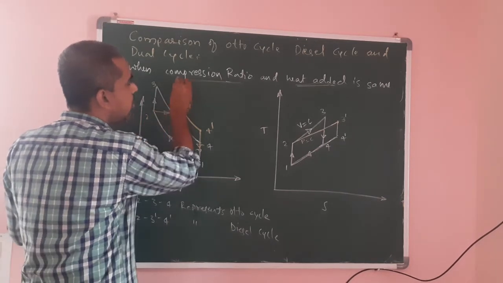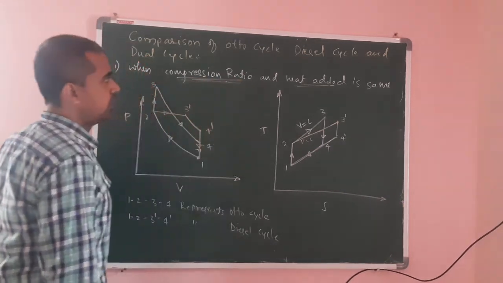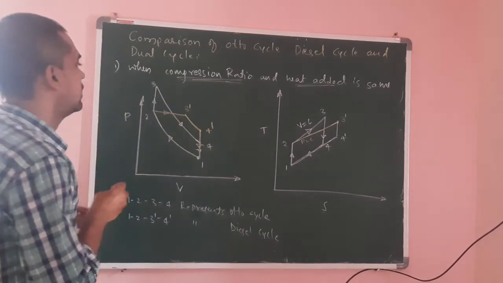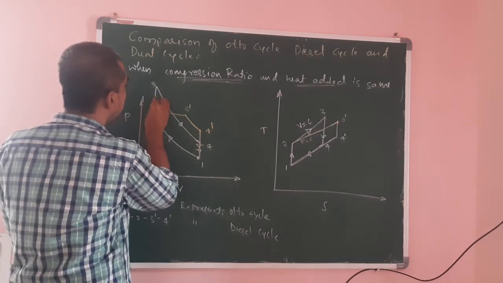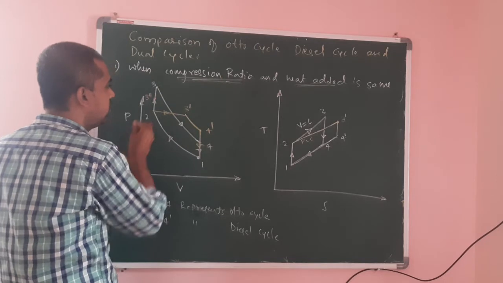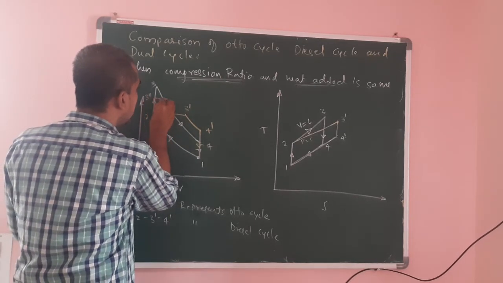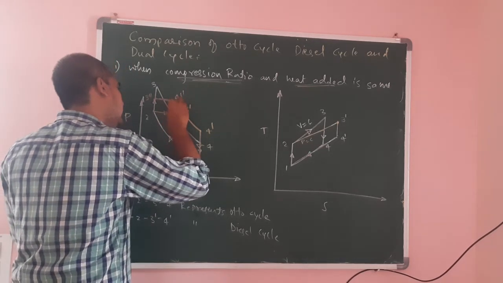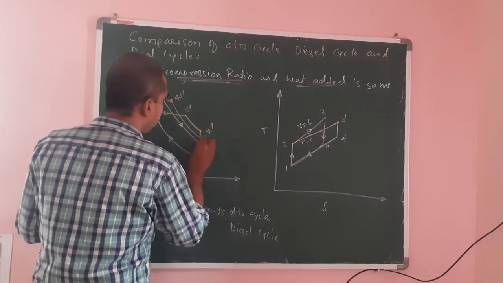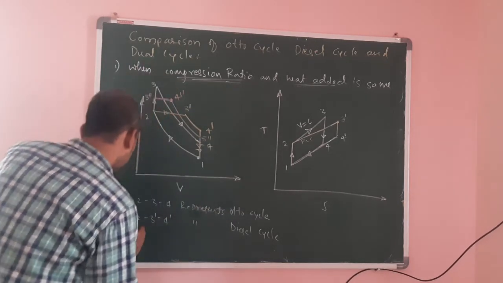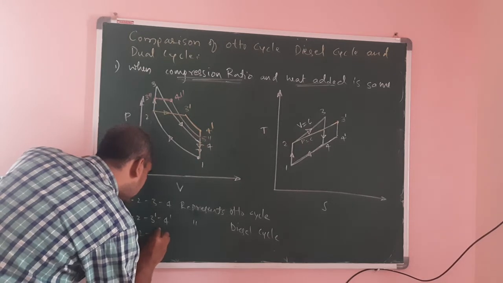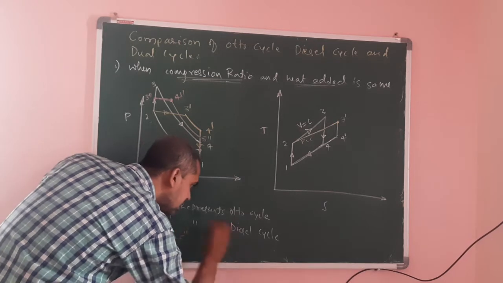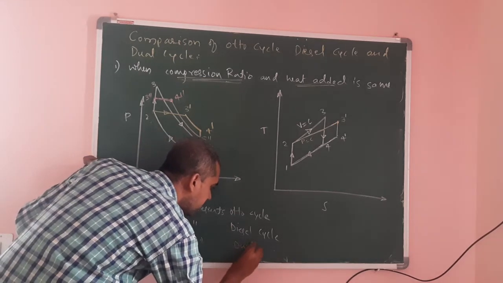1 to 2 remains the same because the condition is that it is for the same compression ratio. Further, a portion of heat is added at constant volume, that will be 2 to 3 double dash. Till here the constant volume process will be there. Further, there is a constant pressure process, 4 double dash, and after that it will be like this, 5 double dash. This cyclic process 1, 2, 3 double dash, 4 double dash, 5 double dash represents the dual cycle.